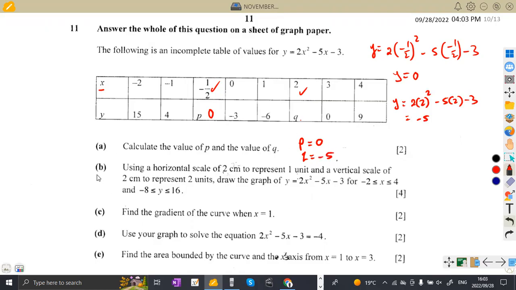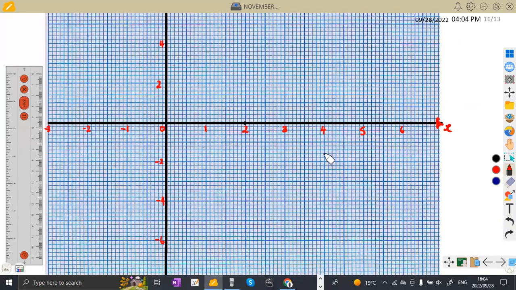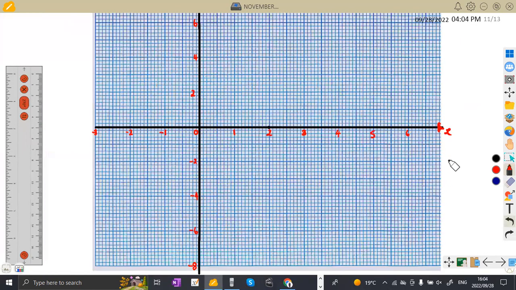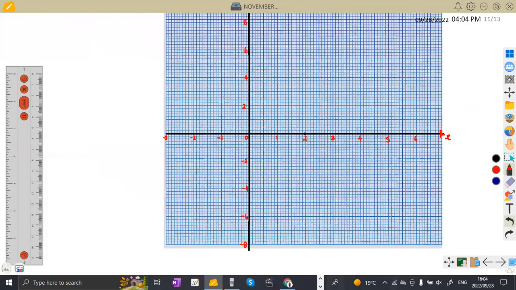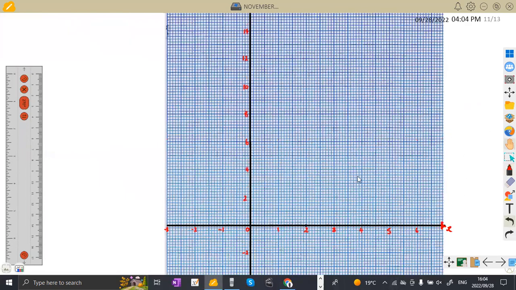Okay, so from that, part B, using a horizontal scale of 2 centimeters to represent 1 unit on the x-axis and a vertical scale of 2 centimeters to represent 2 units, which means the vertical, that's your y-axis. So on the y-axis is 2, 4, 6, something like that. On the x-axis is 1, 2, 3, something like this that I'm having. That's our Cartesian plane. As you can see, guys, we are having the x and the y, and that is the scale according to what you are given.